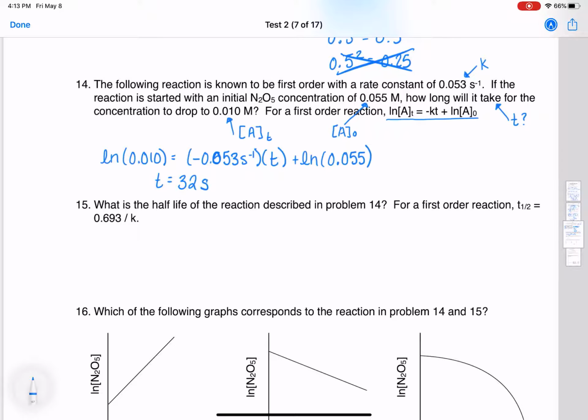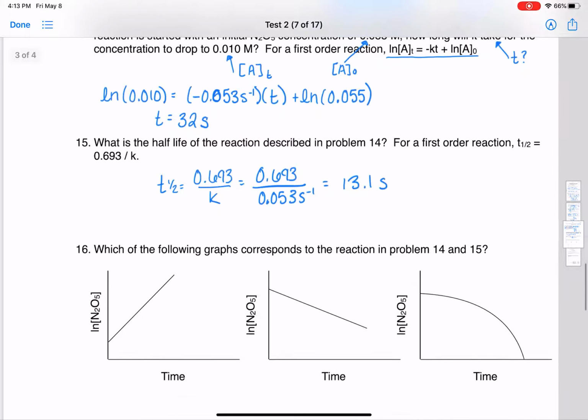What is the half-life of the reaction in problem 14? Giving us the half-life equation: t one-half is 0.693 over k. 0.693 over our value of k, 0.053, and so we just have to crunch the numbers on that. 13.1 seconds.